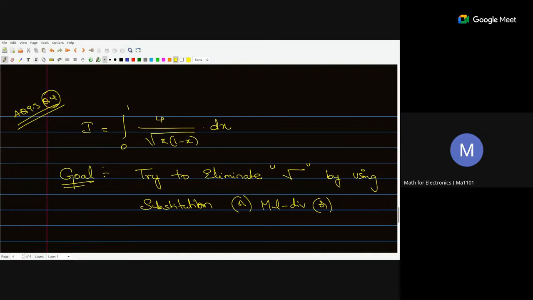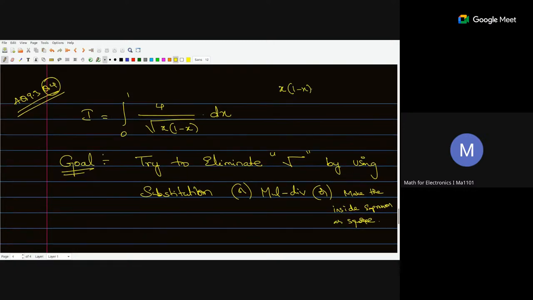You try to make the inside thing as something to the power square. Even if you do that, then that square and square root will get cancelled out. So you make the inside expression a square. What I meant is x into 1 minus x should be written as something like a square, some a, we don't know, or some f of x whole square, some function of x sitting inside it. If you can write it as a whole square, then the square root and this square will get cancelled and f of x will remain, which will not contain any square roots. We should try to eliminate this.